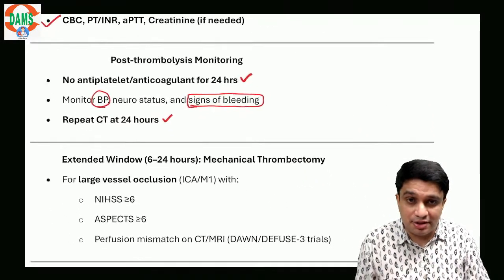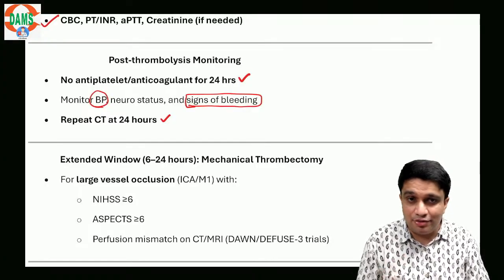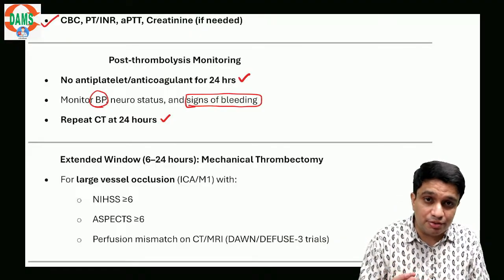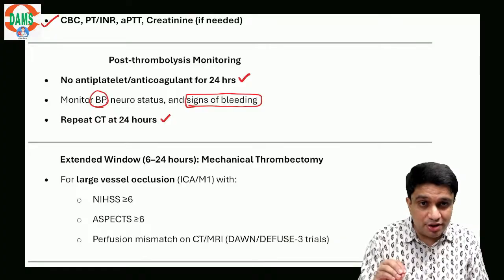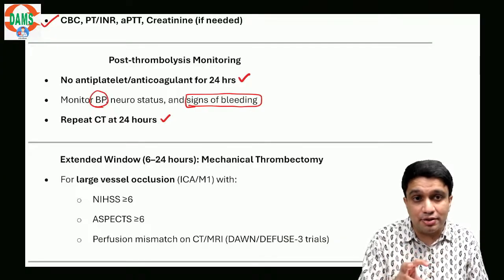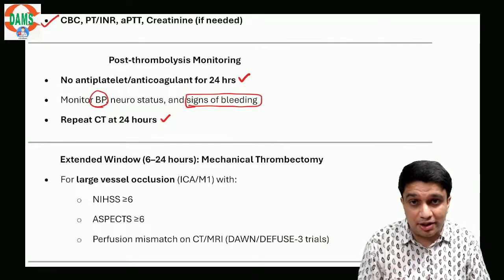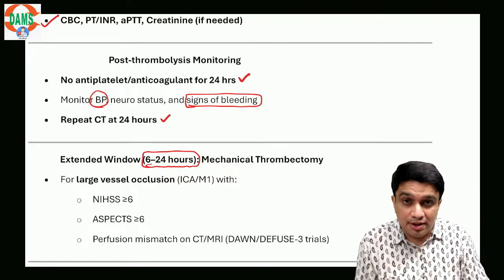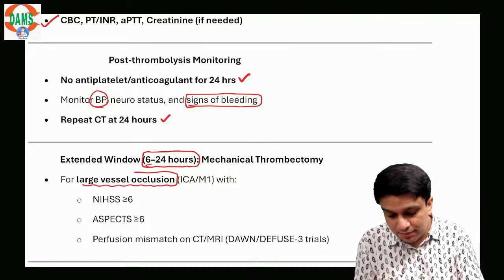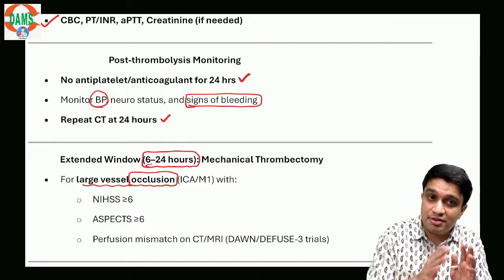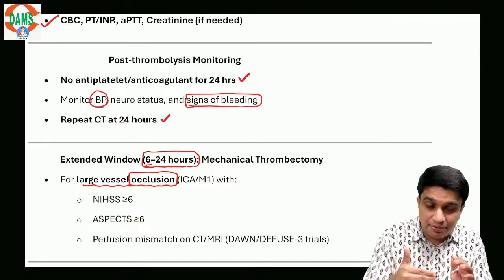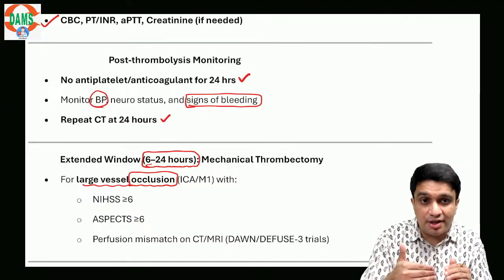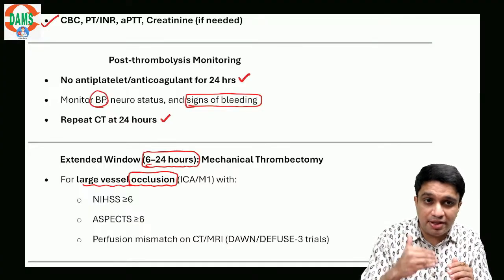Now someone was asking me a lot, sir, what is this? I'll give you an idea on this. There are scales and scores that we use clinically as well as radiologically to look at a patient who will benefit from a mechanical thrombectomy. There is an extended window beyond 6 to 24 hours, mechanical thrombectomy in a large vessel occlusion. Although clinically we say that within 6 hours of onset, if you give it intra-arterially, that is, you give the drug into the artery, mechanical thrombectomy, the patient will benefit. But 6 to 24 hours, that window now.